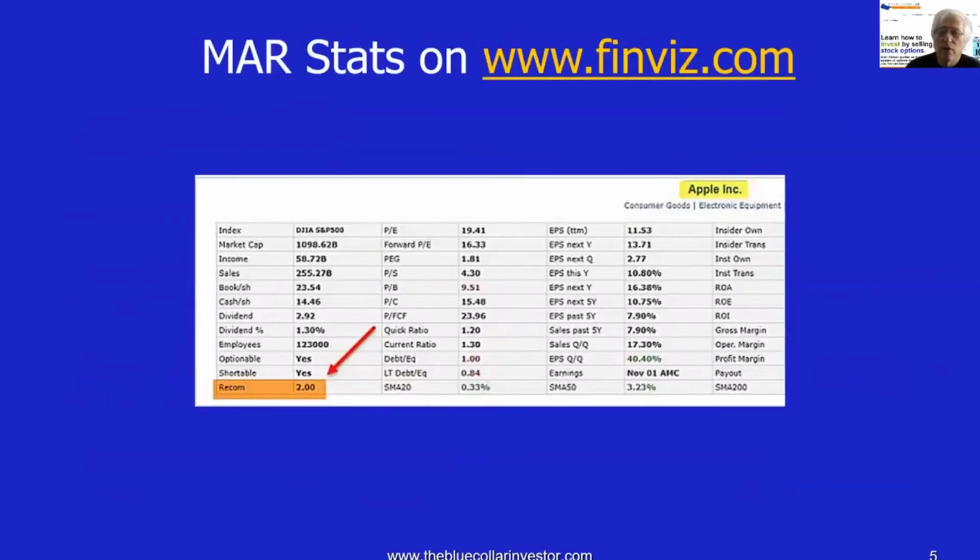Now, there are several resources where you can access MAR rankings. I'm going to give you 2 free sites where you can access this information. One is www.finviz.com. Just put in the ticker symbol for the stock that you're looking at. For those watching this podcast, I put in Apple at the time that I made this screenshot, and then at the lower left portion of the stats, you will see it says RECOM for recommendation, 2.0. So it's an outperform rating, and it's almost a bullish rating. It's the second best of all the ratings.